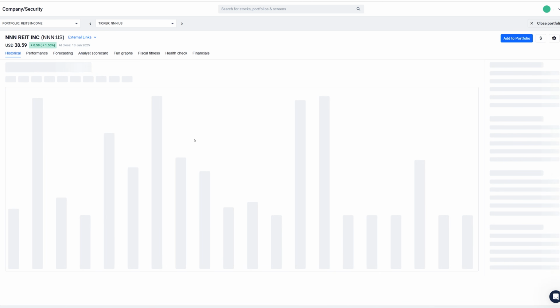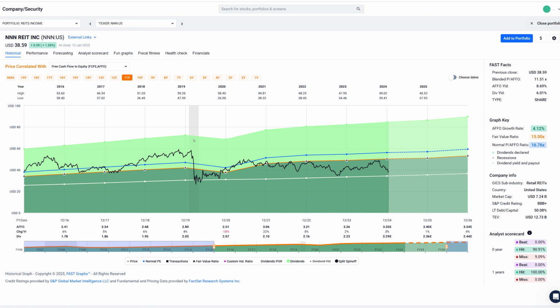Now here's one of my top choices, which would be NNN, and it's again a retail REIT. I like this stock very much. I like the valuation very much. Again, it's a very consistent grower, produces a lot of income. It has a 6% dividend yield. And again, now I'm looking at performance being a little high here.